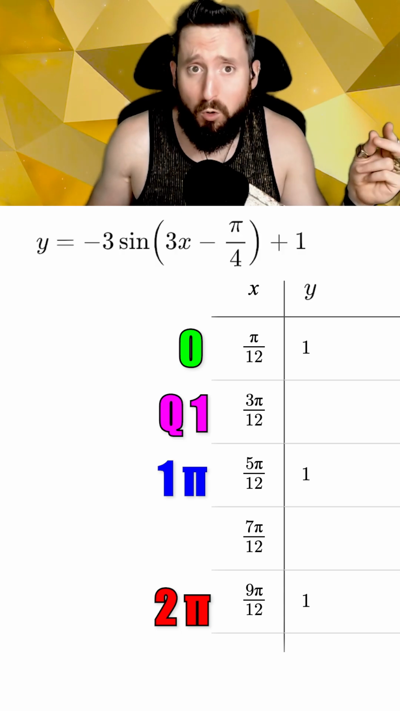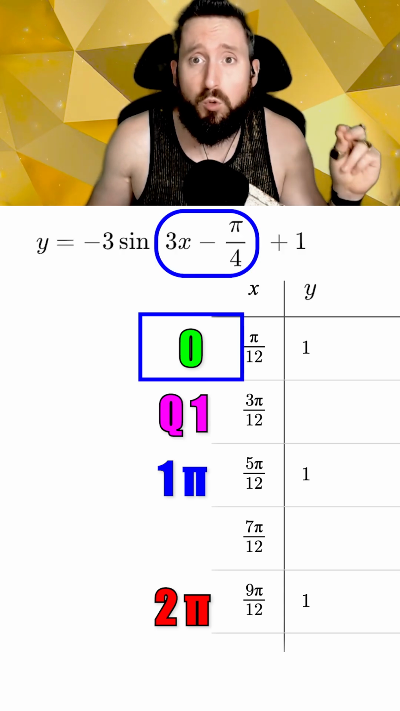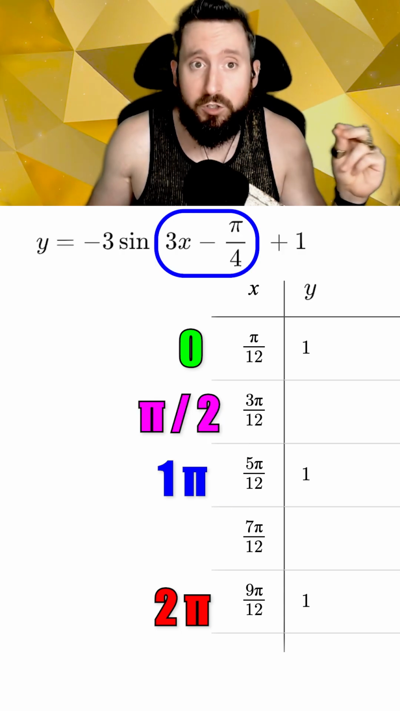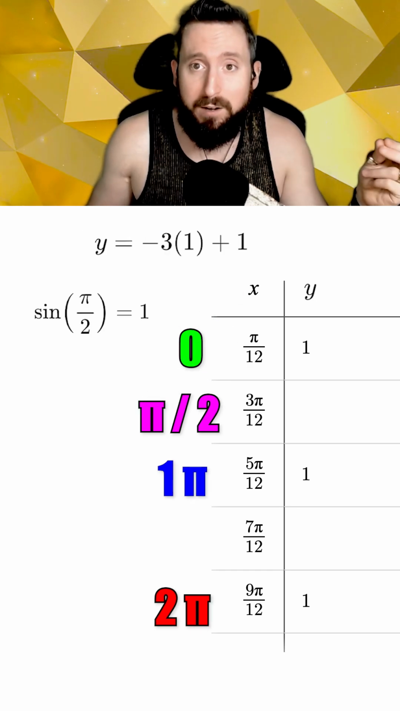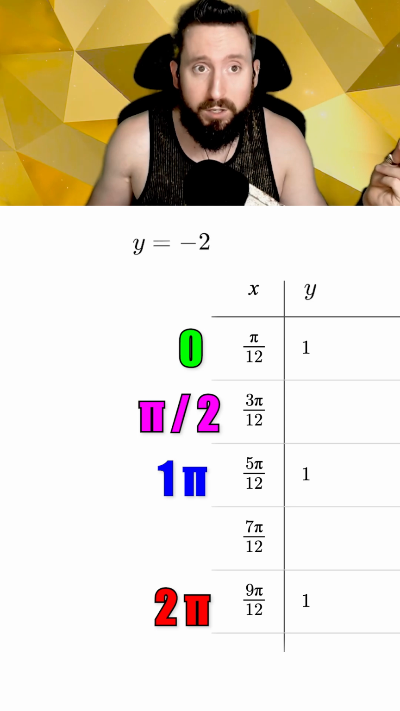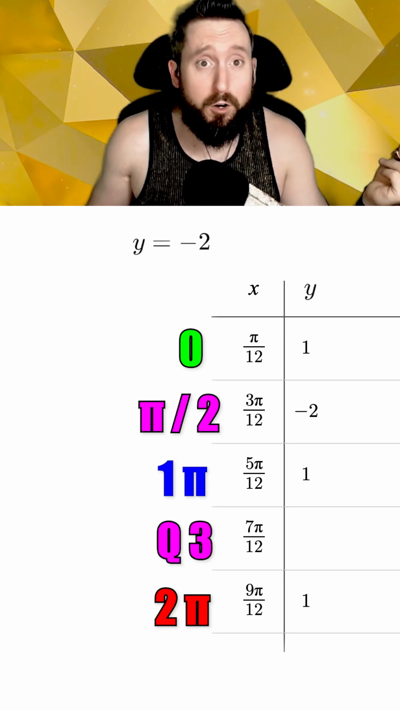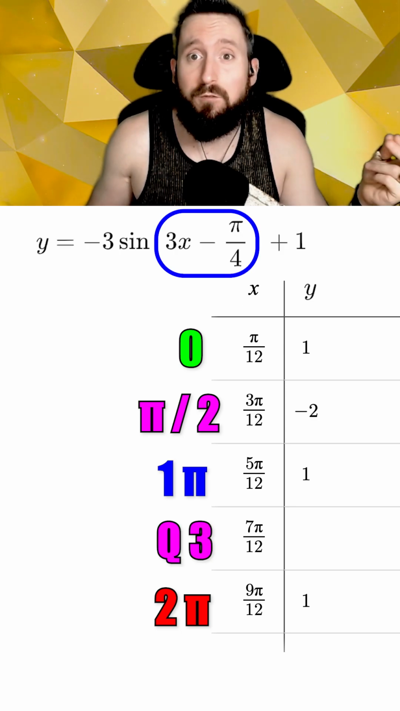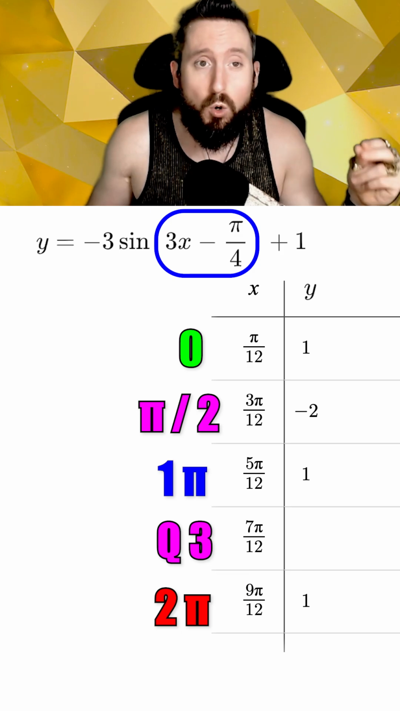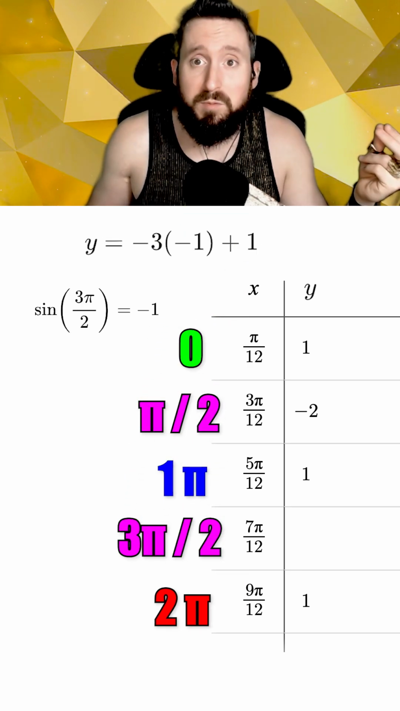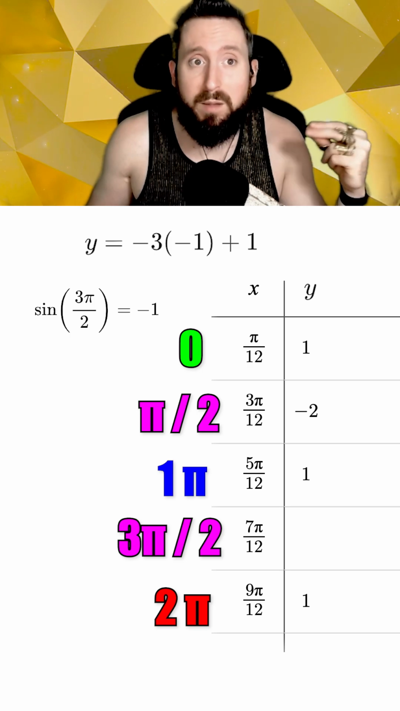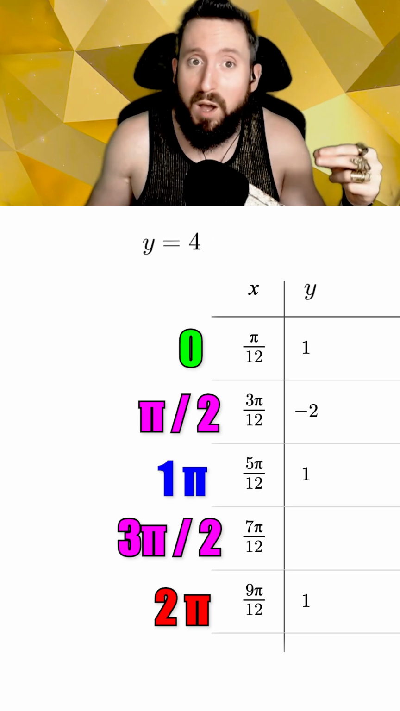Now for the first quarter point, what's inside the parentheses is halfway between 0 and pi, which would be pi over 2. Since the sine of pi over 2 is 1, this means our y value is -3 times 1 plus 1, which equals -2. For the third quarter point, what's inside the parentheses is halfway between pi and 2 pi, which would be 3 pi over 2. Since the sine of 3 pi over 2 is -1, this means our y value is -3 times -1 plus 1, which equals +4.